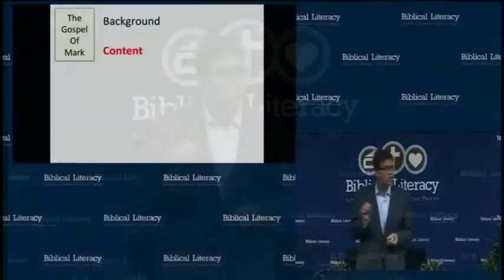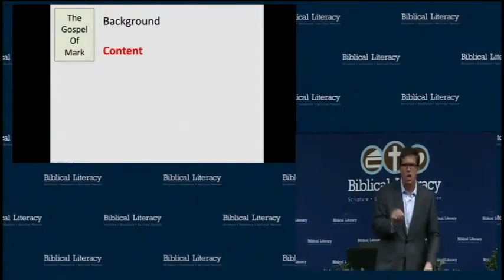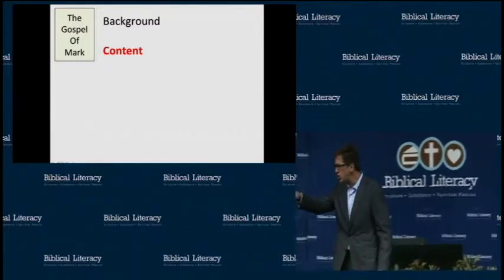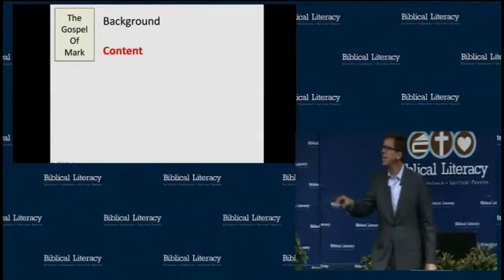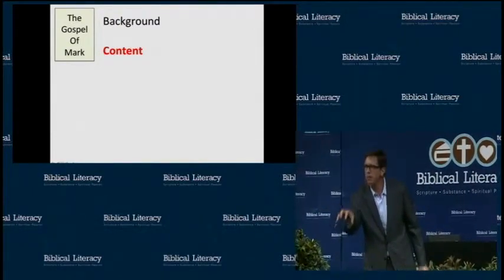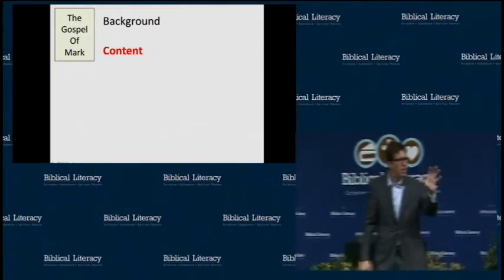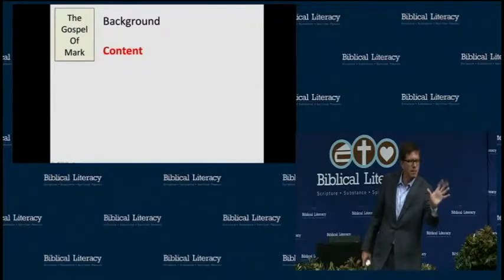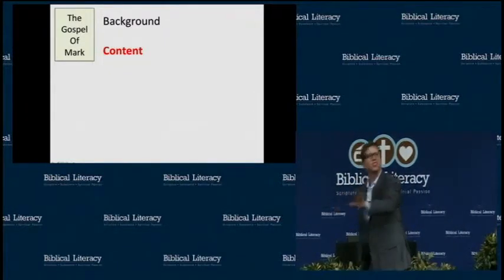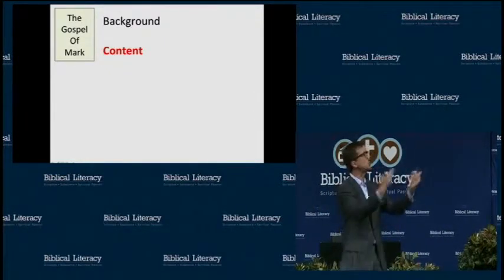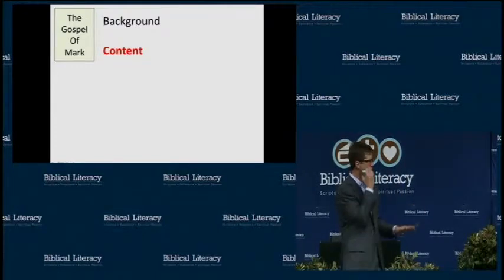When Mark writes his gospel, more so than the other gospel writers, Mark's concerned not only with telling you the stories, but he tells the reaction of the people. See, it's not just a portrait of Jesus, but it's also a recognition of how people reacted to Jesus so that we can see ourselves in those portraits.